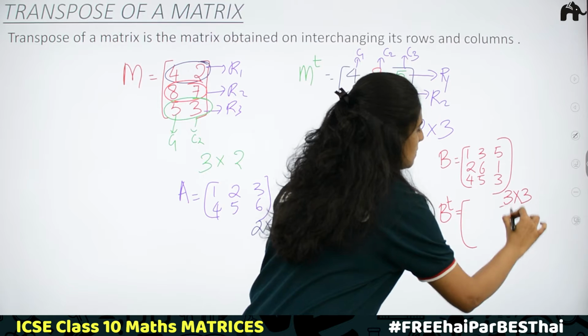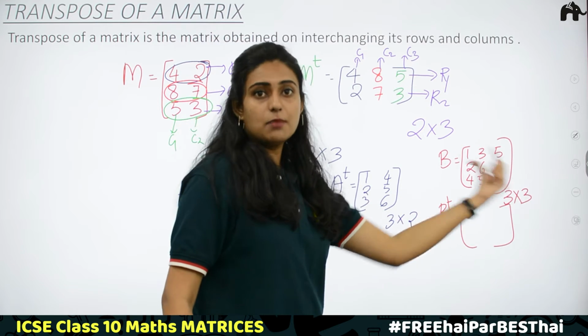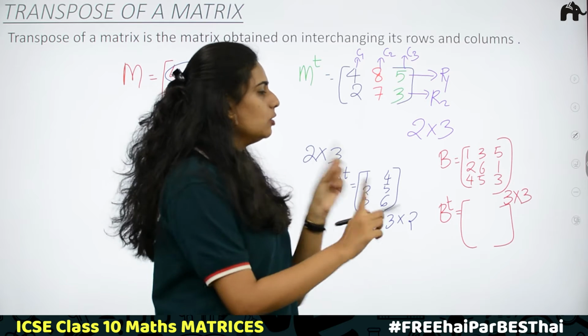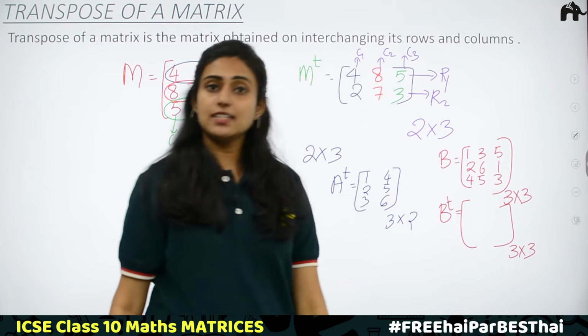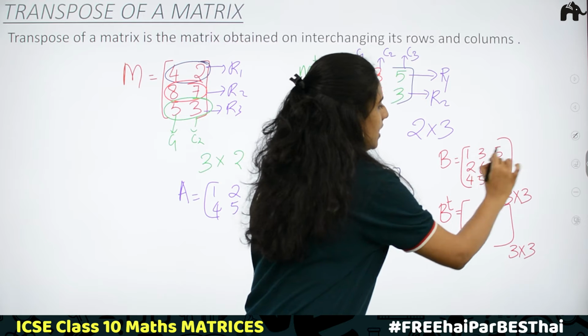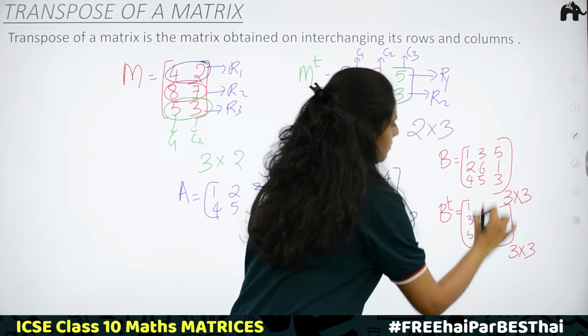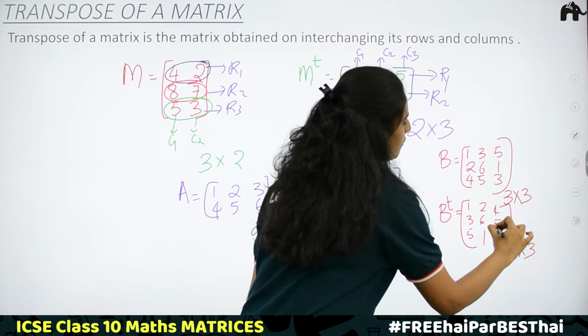What is the order of this matrix? Here 3 rows, 3 columns. Number of rows and number of columns are equal. When you interchange them, again they will be equal, right? This will again be a 3 by 3 matrix. Just we have to change the elements. That is 1, 3, 5, 1, 3, 5, 2, 6, 1, 2, 6, 1, 4, 5, 3.